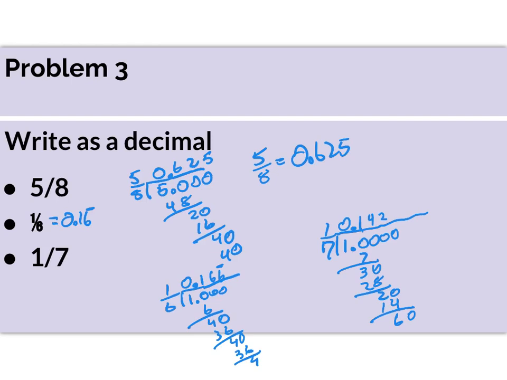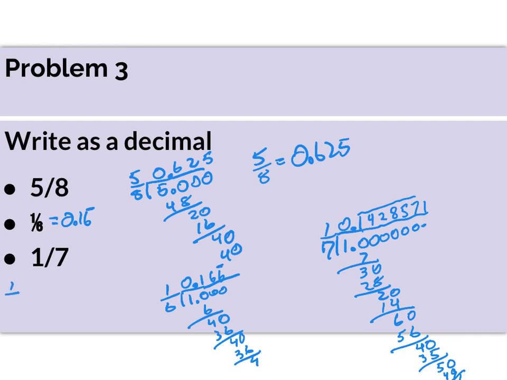6, 7, 49. 8 times 7 is 56. We get 4. 0. 40. 5 times 7 is 35. We get 50. 7 times 7 is 49. We get 1. And I think it's going to repeat. So 1, 4, 2, 8, 5, 7. All of those numbers repeat.